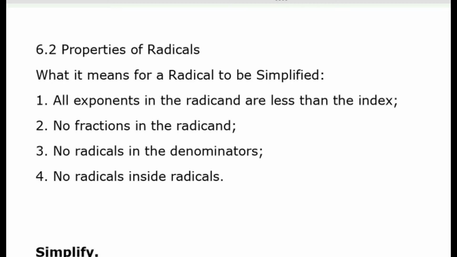And welcome to our video on section 6.2, Properties of Radicals. So I want to start just by reminding everyone of what it means to be a simplified radical. First, we want to make sure that all exponents in the radicand are less than the index. So again, the radicand is what's underneath the radical symbol, and that exponent needs to be less than the index.